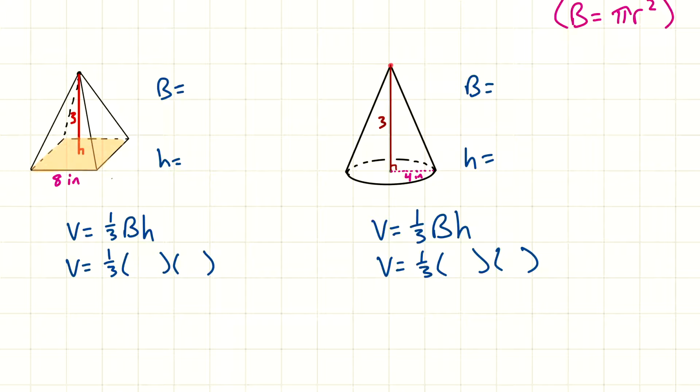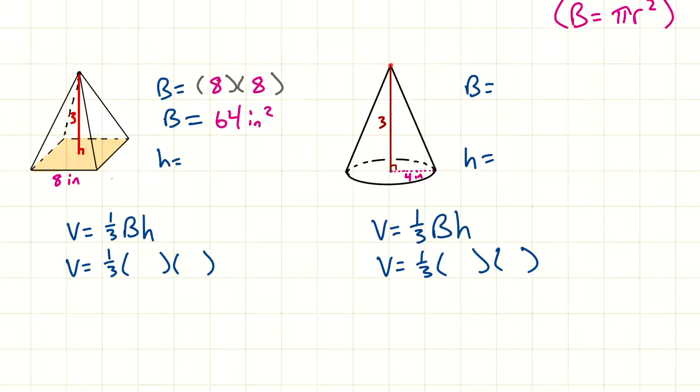So that means we need to know the base and height, or length times width, of this shape. So the nice part is it's a square, so I'm going to actually multiply. So I'm going to multiply 8 times 8 because, again, it is a square. So this is going to give us a base area of 64 inches squared.